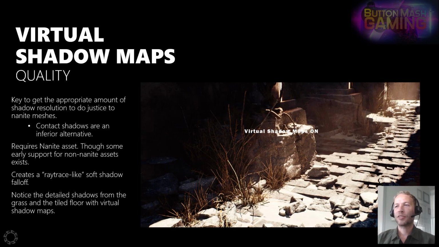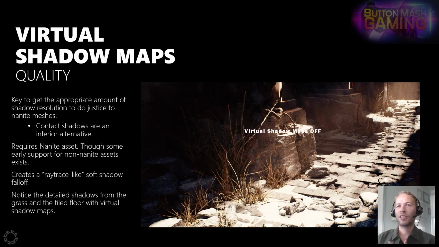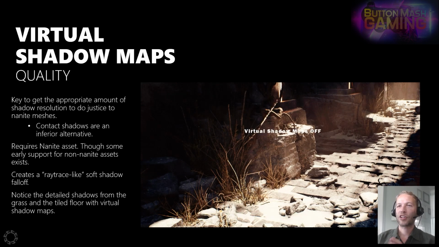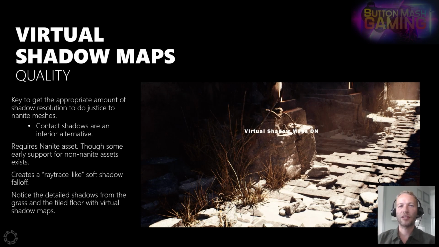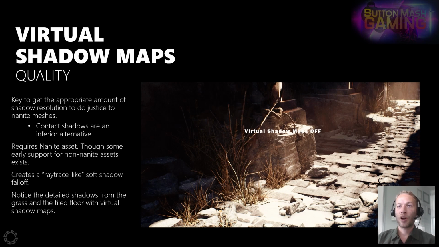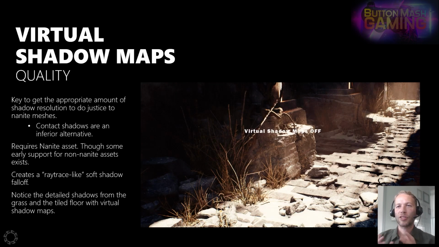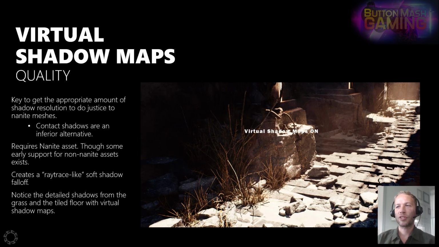Virtual shadow maps, another fantastic UE5 feature we're very excited about. This is really key to get the appropriate amount of shadow resolution to do justice to your Nanite meshes. And contact shadows are the inferior alternative that Gears 5 on Xbox Series X utilized. This requires a Nanite asset to work properly, though there is some support for non-Nanite assets as well. And it creates a ray trace-like soft shadow falloff, which is fantastic.